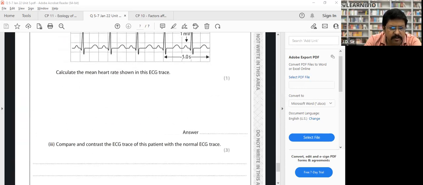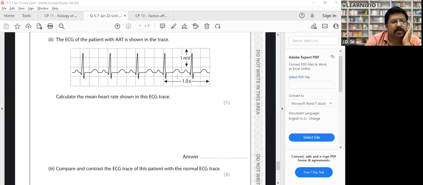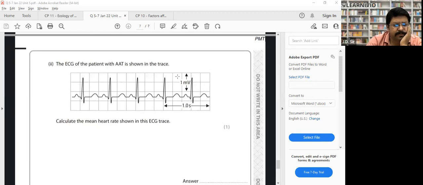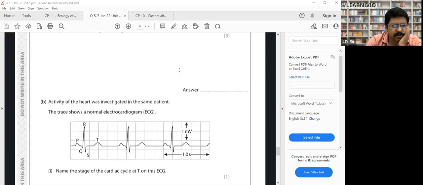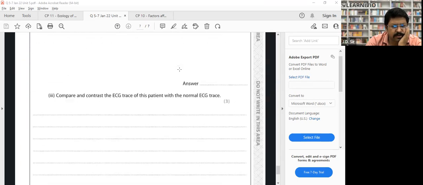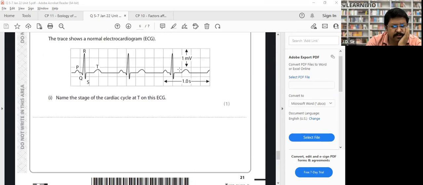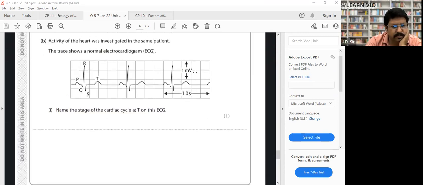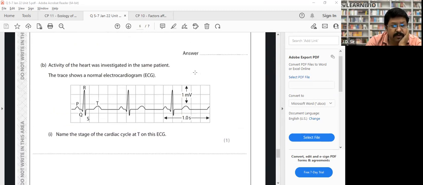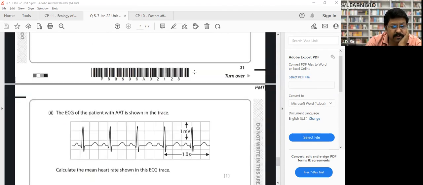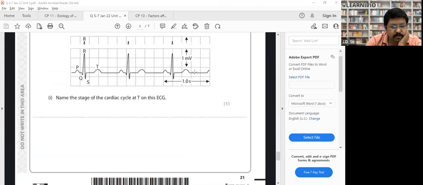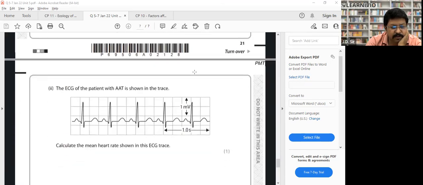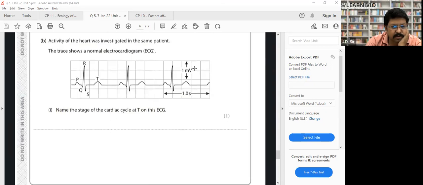Calculate the mean heart rate shown in the ECG trace. Mean heart rate. How will we calculate from this graph? 1 mV is the value. 1 mV, and the one down here is a different one. This one is 0 seconds. Both values are the same, 1 mV. No, but the graph is different. This one is faster, that one is slower.